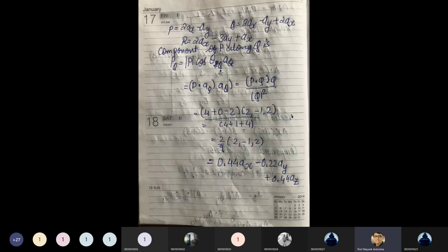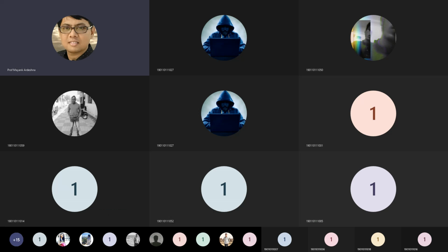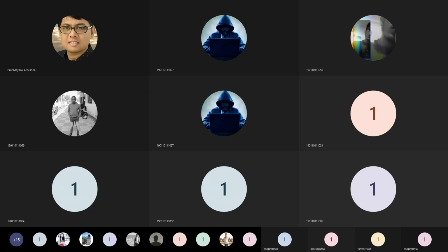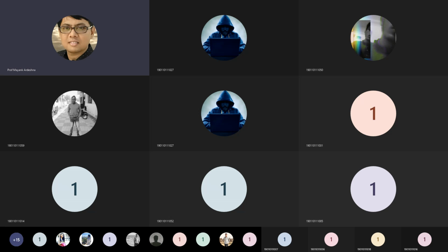Any doubt in this projection of the vector and the components of the vector? Any doubt in scalar components of a vector and the vector components of A along B?